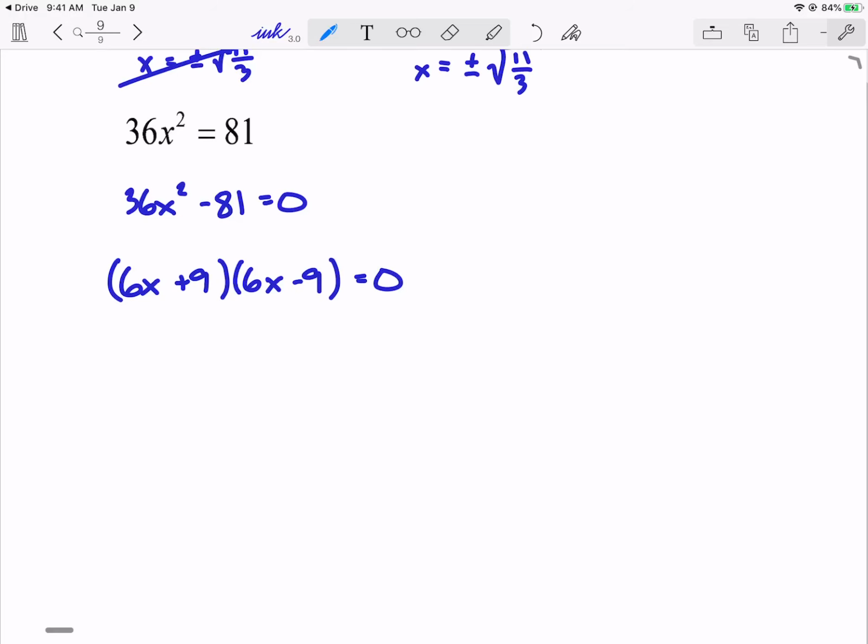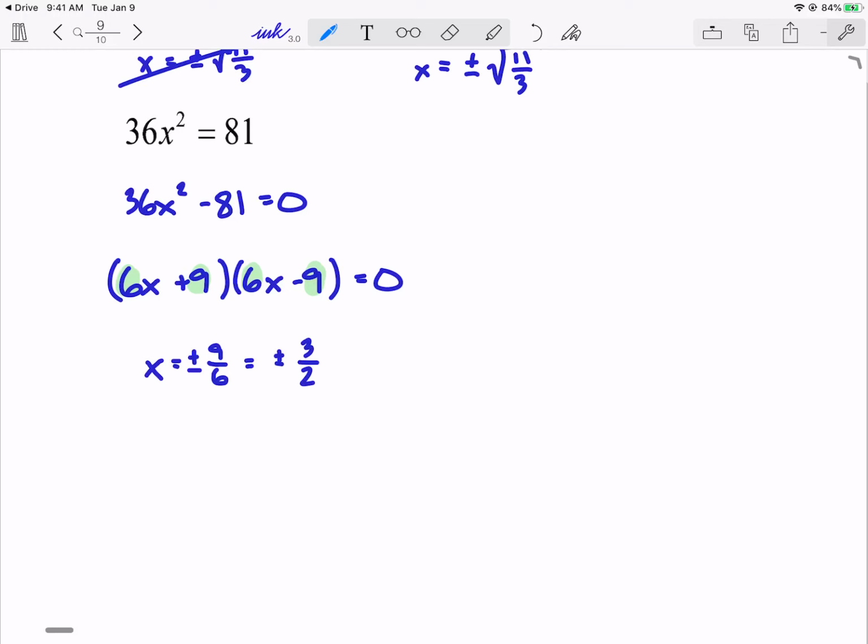So why does this method work? Since I want there to be no middle term, I need these coefficients to be the same, and I need these constants to be the same but opposite sign. That helps me cancel out that middle term. There's no x. There's an x squared and a constant. So now I set each of these equal to 0. So I'm going to subtract 9 and divide by 6, or I'm going to add 9 and divide by 6. So I get plus or minus 9/6, or really plus or minus 3/2 if we reduce that fraction.